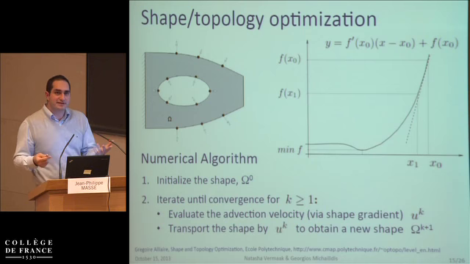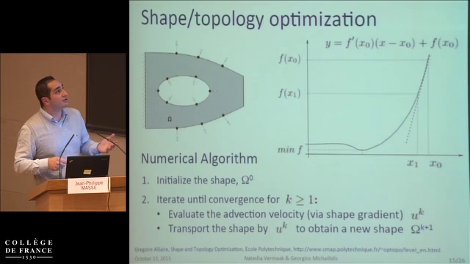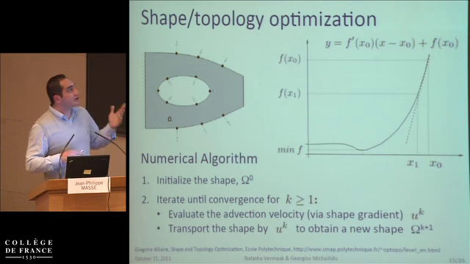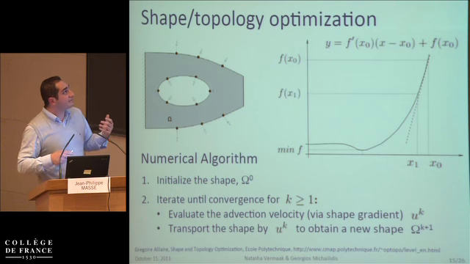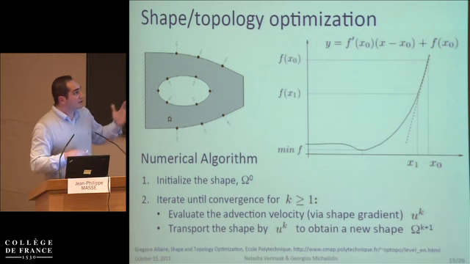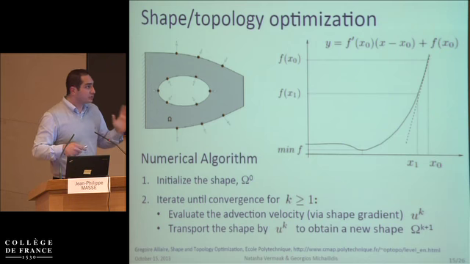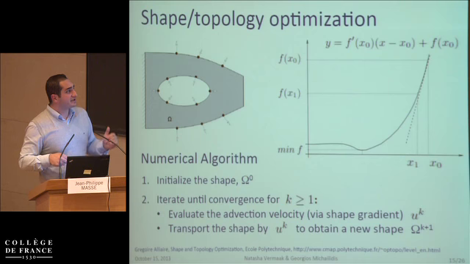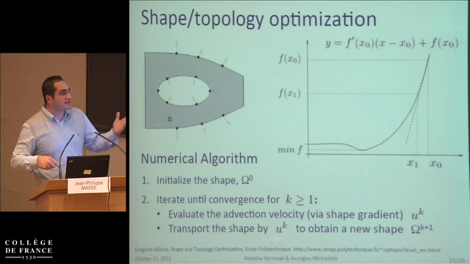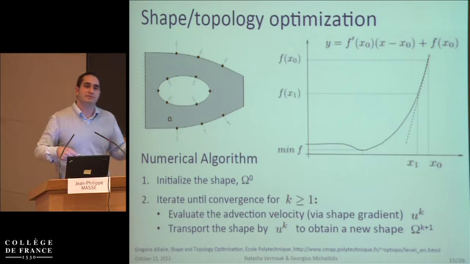In order to construct this linear approximation, we need to calculate a notion of derivative, of gradient. So for us, it would be a shape gradient, which can be understood as a velocity field defined on the boundary of the shape, which tells us how the boundary should change in order to decrease the objective function. So now let's summarize. Our numerical algorithm reads: initialize with the initial shape omega 0, and until convergence, evaluate an advection velocity, and transport the shape in order to get a new shape.